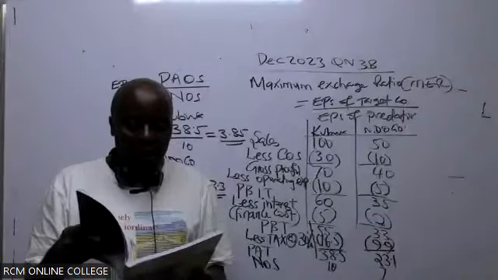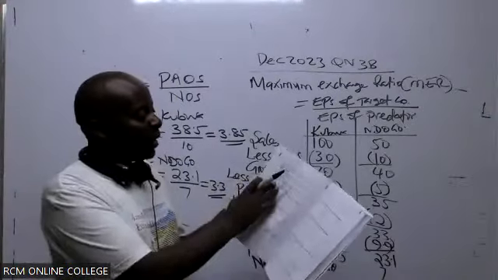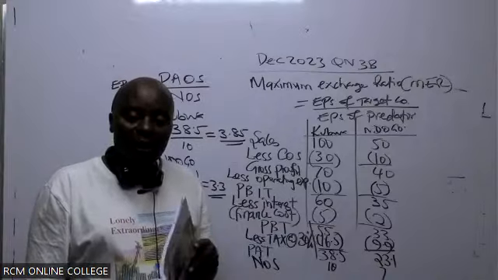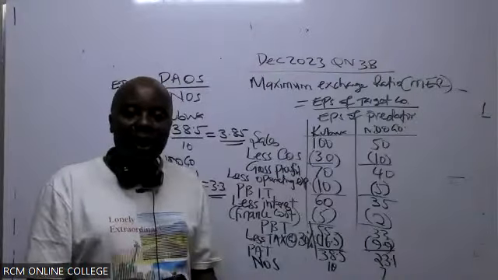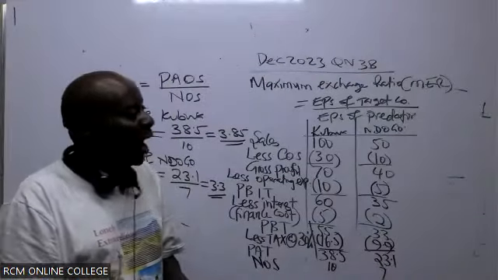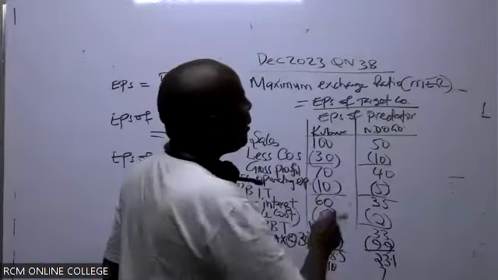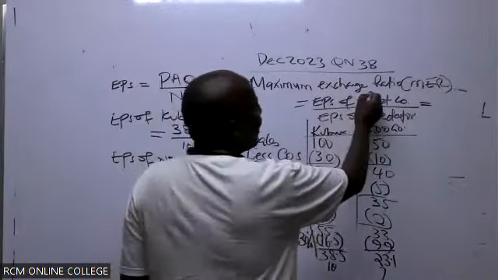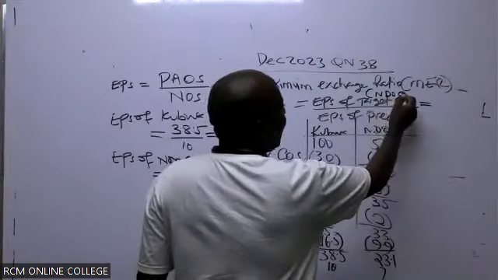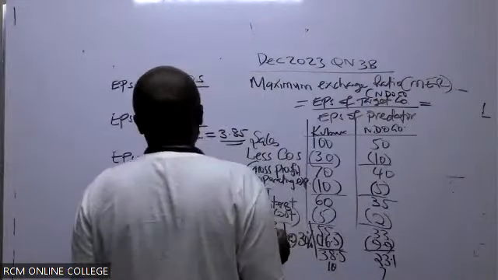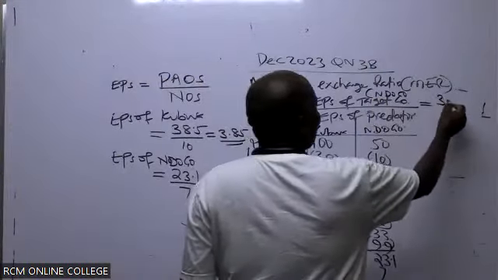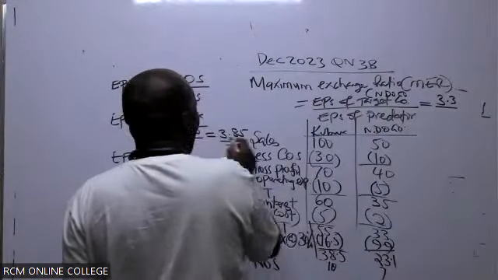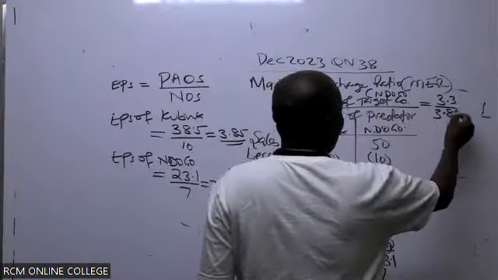Like in this question, ladies and gentlemen, we were told from the beginning that Kubwa Limited is considering acquiring Ndogo Limited. So Kubwa becomes the predator, the swallower, the buyer. Then EPS of the targeted company, are you able to see it? This is Ndogo, and you have EPS of Ndogo, which is 3.3, all over EPS of the predator, which is Kubwa, which is 3.85.